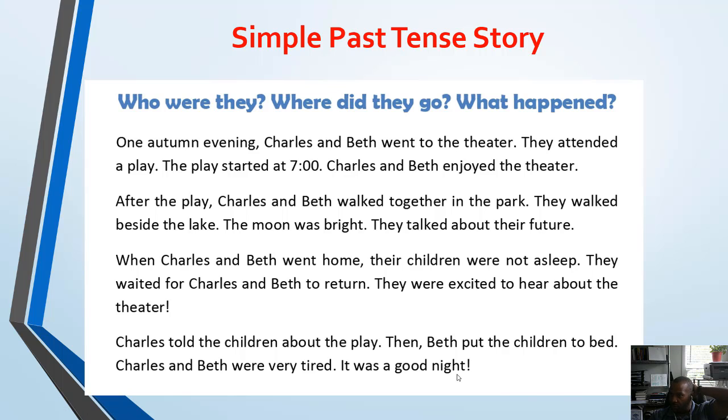All right, so that is our story about Charles and Beth. Just one thing I want to point out here is autumn. Autumn is a yearly season that is usually associated with the fall. It comes after summer, so we have winter, spring, summer, and then fall. Another word for fall is autumn.